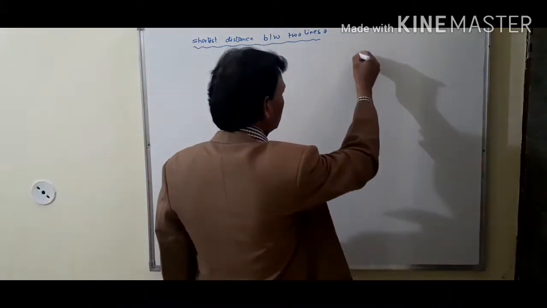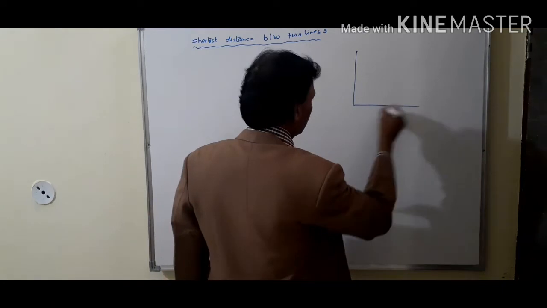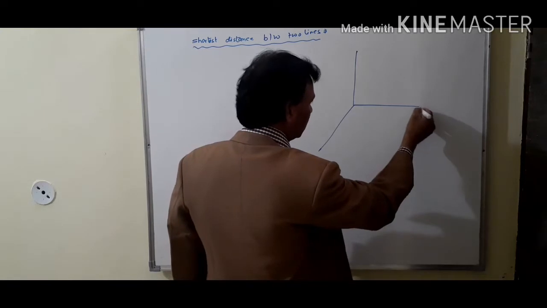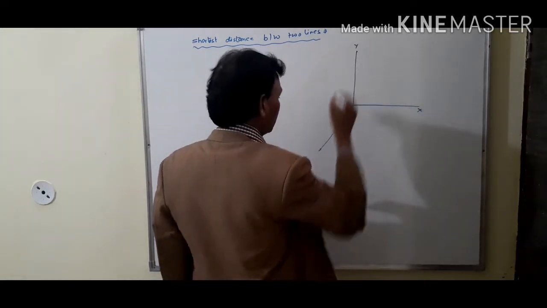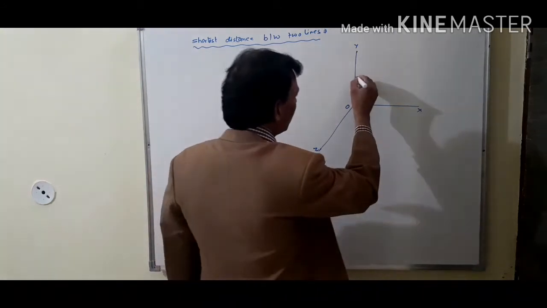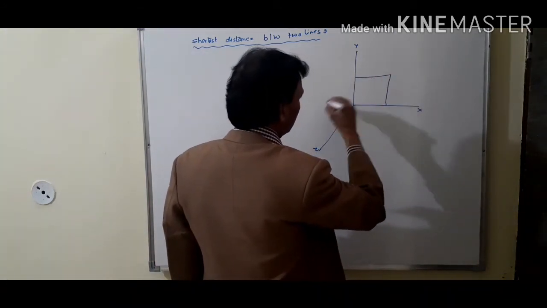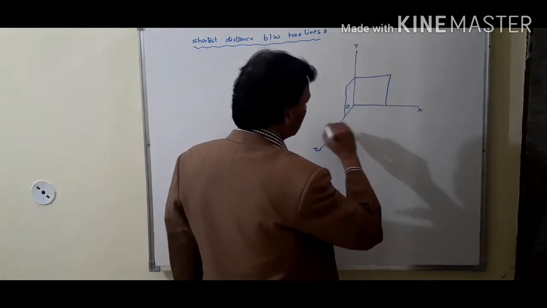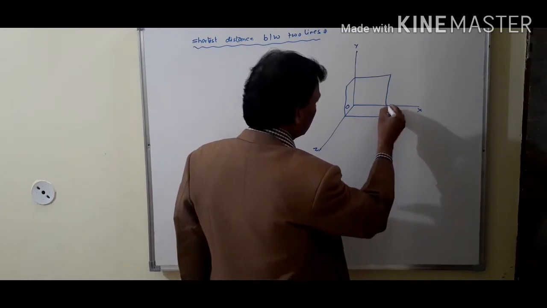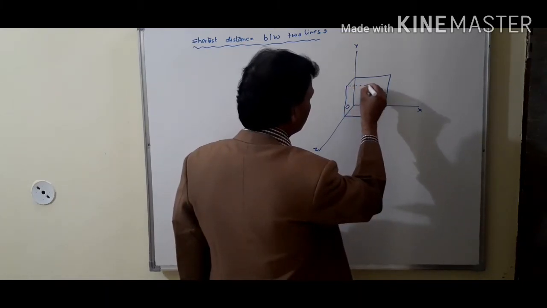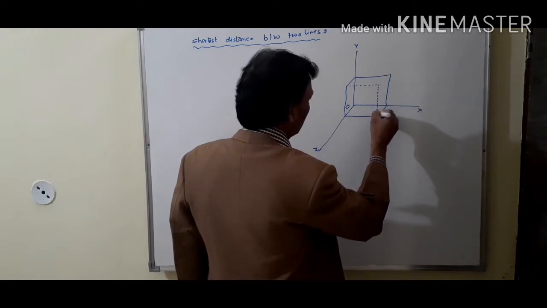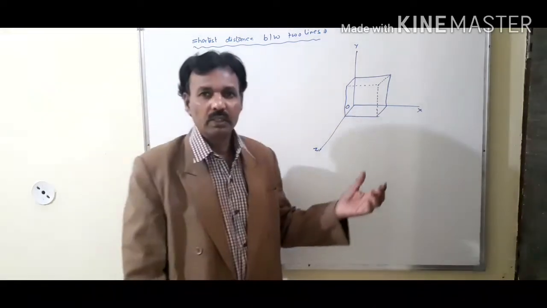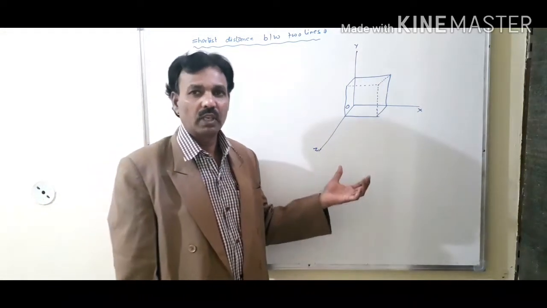Now we try to understand this with a diagram. Suppose this is a rectangular coordinate axis x, o, y and z. If we take a cube like this, how do we draw, in a space, two lines which never intersect each other and both lines are not parallel?